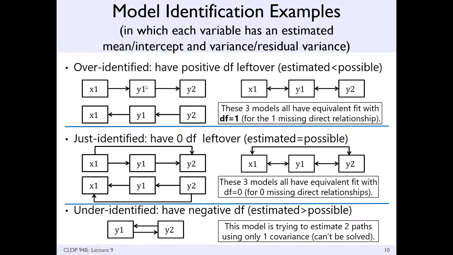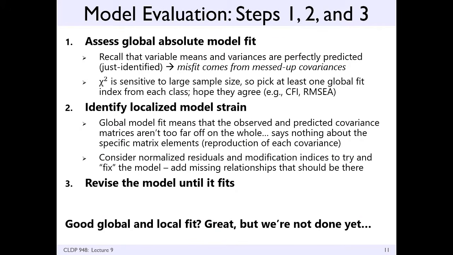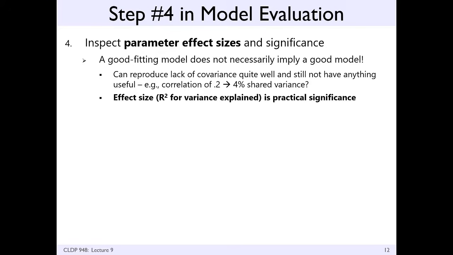So for example, each of these pictures would have 1 degree of freedom, because the path that I've omitted is the direct effect from x1 to y2, whether it's an arrow one-headed or two-headed. These would be just identified path models where all possible paths are estimated. That way you can describe the relationships fully and perfectly. You can't do something like this down here. You have 1 covariance, you can't get 2 paths out of it. But model fit, all that stuff you did before is the same.